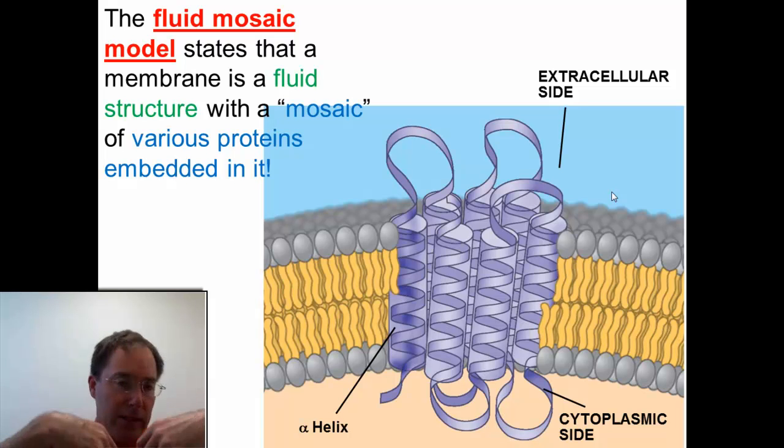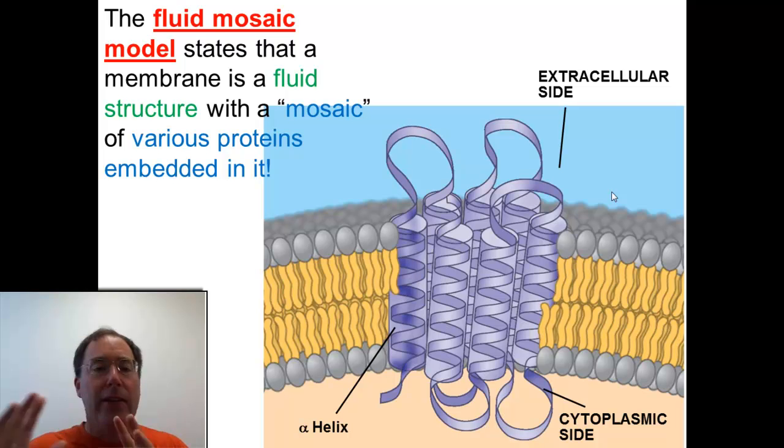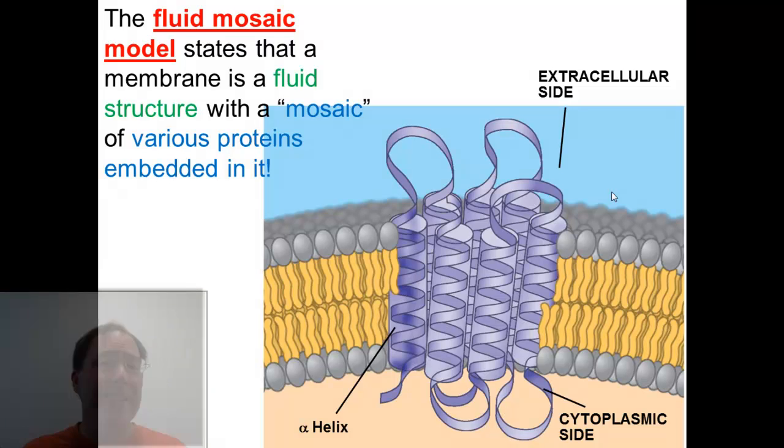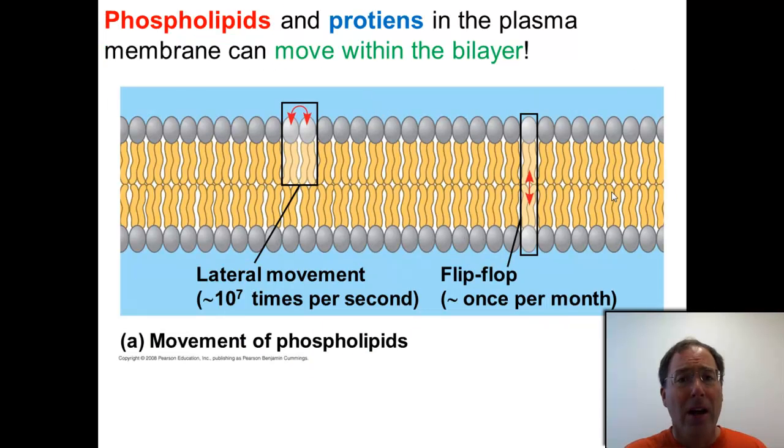The cell membrane is pinching and poking out, and these proteins are moving around within it. And a mosaic means a variety of things that have come together to create something. So we've got carbohydrates and phospholipids and proteins and all sorts of things that we're going to get into that have come together. So that's a fluid mosaic, and this is a model of the cell membrane.